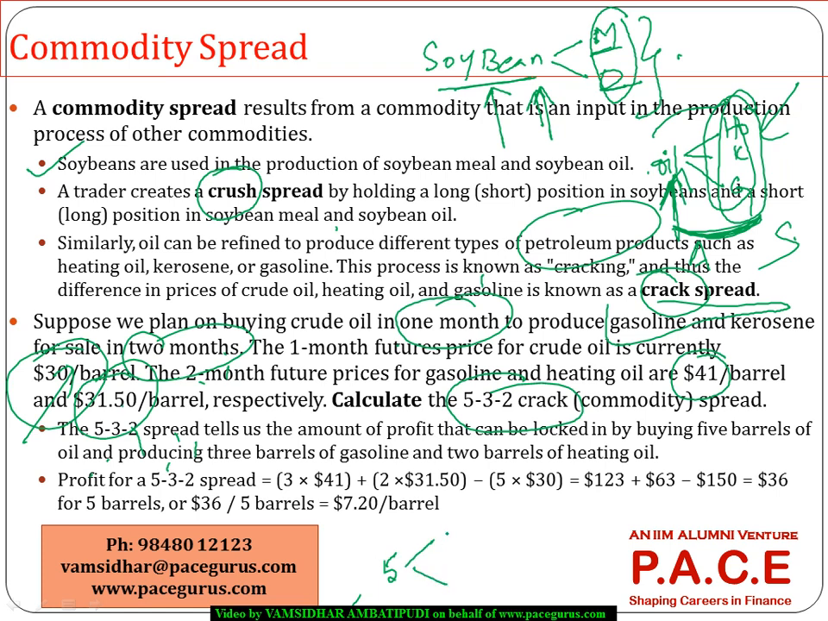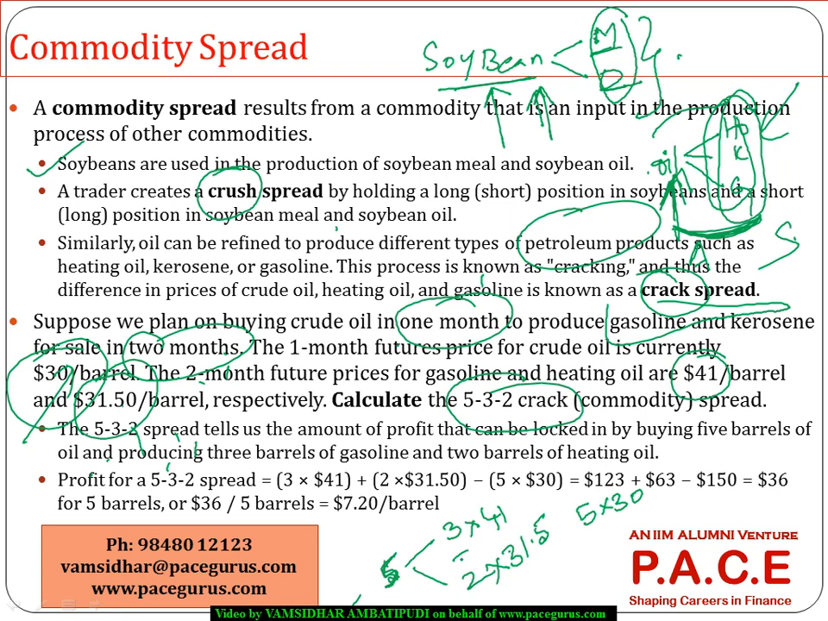Through that, I am creating 3 units of gasoline and 2 units of heating oil. So basically, I am entering into a long futures position for this. My long position is 5 into 30, whereas for my short position, I can sell the gasoline at 41, and I can sell the heating oil at 31.5.